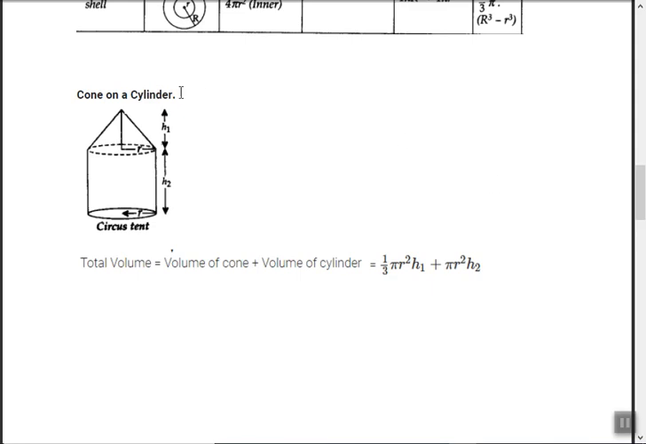Now what we will be studying, when one type of object is placed on the other, then what? See here, cone on a cylinder, then what? Total volume is what? Volume of cone plus volume of cylinder. So volume of cone is what? 1 upon 3 pi r square h1, this height, plus this volume of cylinder now pi r square h2, right?